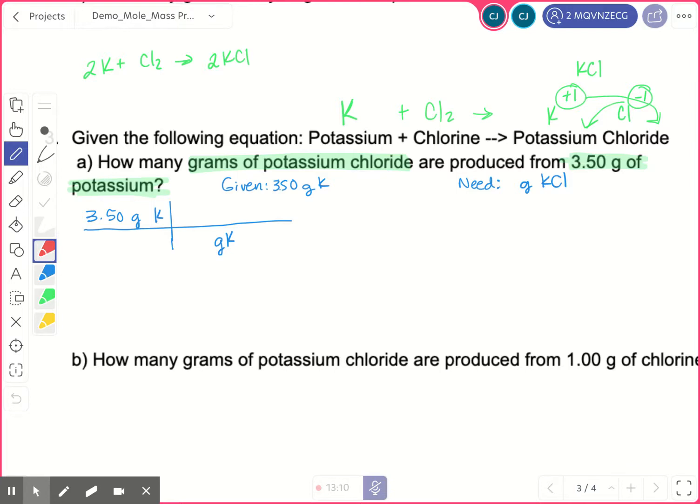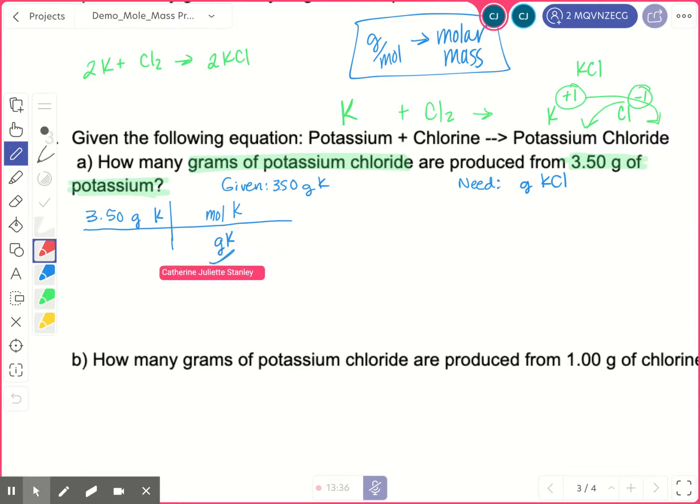So close. Okay. Since we have grams involved, we're going to have moles of the same substance on top. And the reason why we do that is because we need to be able to find the molar mass. Boom. So whenever we have grams involved, we have to have moles of the same compound. All right.